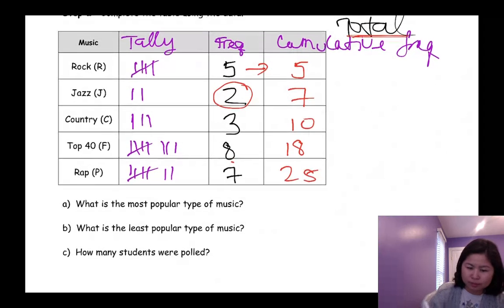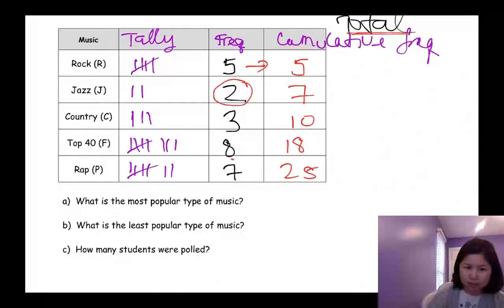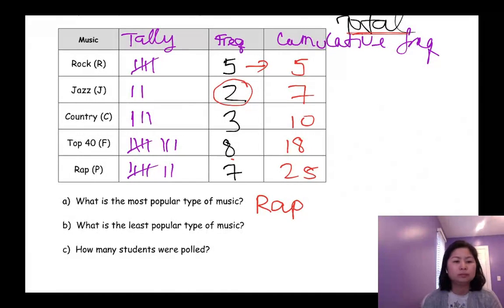So from what I'm seeing, the one who typed in, thank you, that's right. How do we know that that is the one? Can someone tell me why you think that's the most popular one? How do you know? Someone? Okay. Justin said it has the most tallies. Good. Because that's the one with the highest frequency, which is 8.